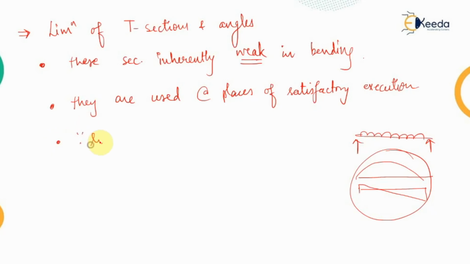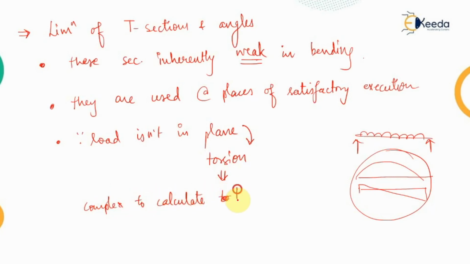Now since the load is not in the plane for these sections, there are chances of torsion. For these types of sections, we do not have the equation or the capacity to calculate the torsional capacity. So it is complex or complicated to calculate the lateral buckling criteria or the lateral buckling phenomena in case of the T sections or the angle sections. So that's why we usually avoid these types of sections as the beam.